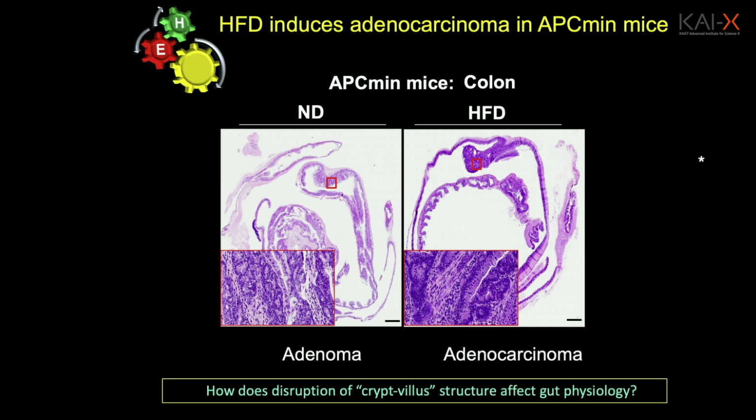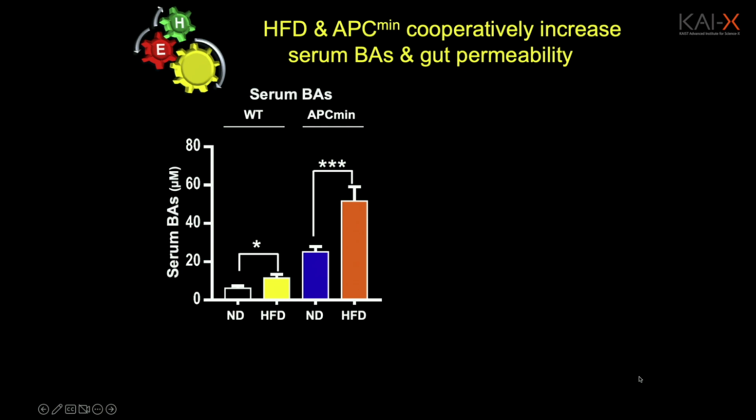So when you consider the questions this raises: how does disruption of the crypt villus, as we see here, actually affect gut physiology and intestinal function? And if we look a little bit at what is happening in this process, it's really surprising.